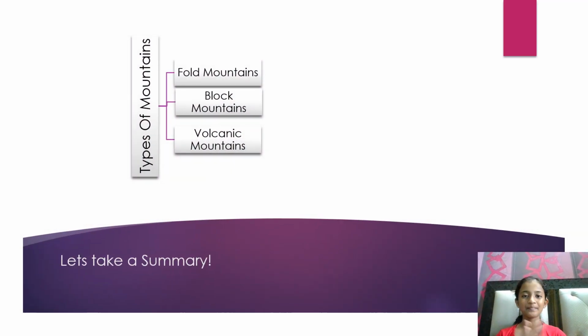Now let's take a summary of what we have learned today. There are 3 types of mountains. Fold mountains are formed when the Earth's crust or the Earth's surface folds up. Block mountains are formed due to the faulting process, and volcanic mountains are formed due to magma coming out from the Earth's crust.